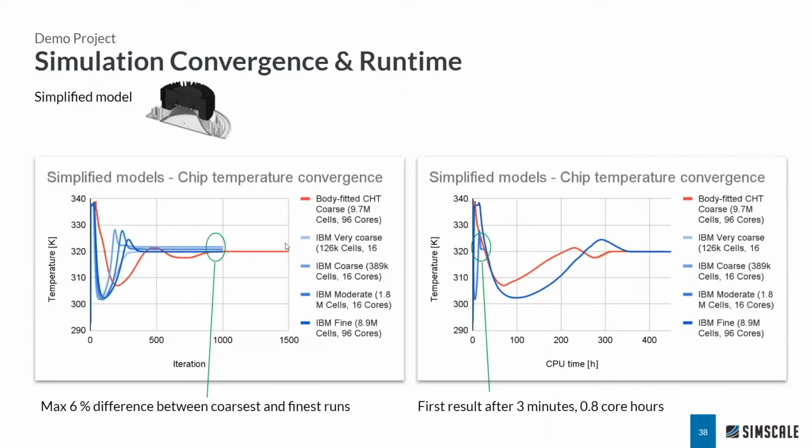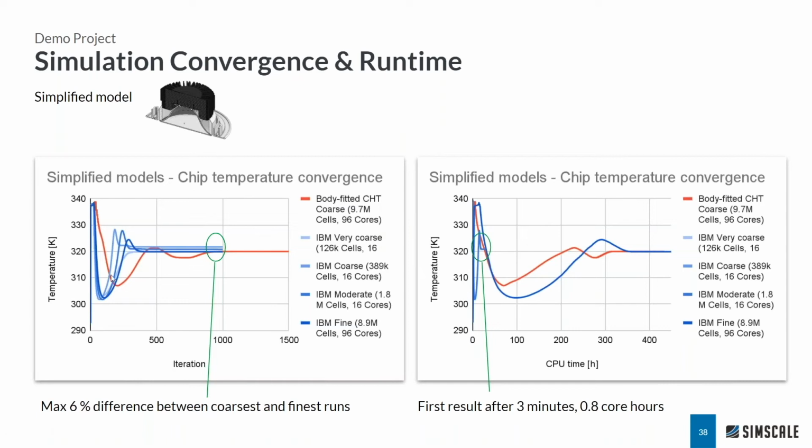Good, then let's look at simulation, convergence, and runtime. We start with the simplified model. Why do we start with the simplified model? Because we couldn't even run the complex model mesh. The 21 million mesh failed. So we start with the simplified model to give a comparison between the IBM results and the body-fitted CHT results.